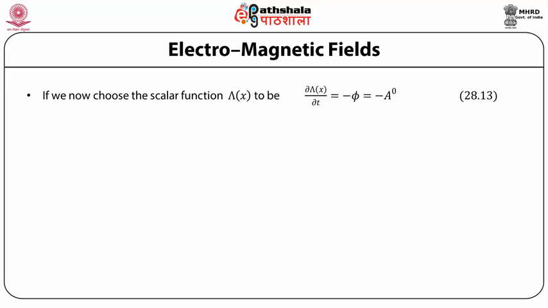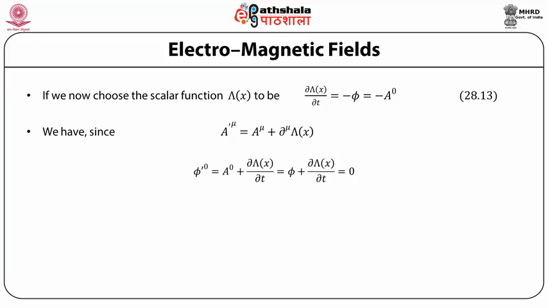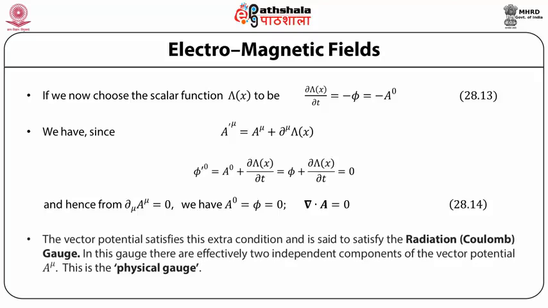If we now choose the scalar function λ(x) such that ∂λ(x)/∂t equals minus φ, which is equal to minus A_0, then since A'_μ is equal to A_μ + ∂_μ λ(x), we have φ' = A'_0 is equal to A_0 + ∂λ(x)/∂t equals φ + ∂λ(x)/∂t equals 0. And hence, from ∂^μ A_μ equals 0, we have A_0 equals φ equals 0, that is ∇·A equals 0. The vector potential satisfies this extra condition and is said to satisfy the radiation or Coulomb gauge. In this gauge, there are effectively two independent components of the vector potential A_μ. This is the physical gauge.